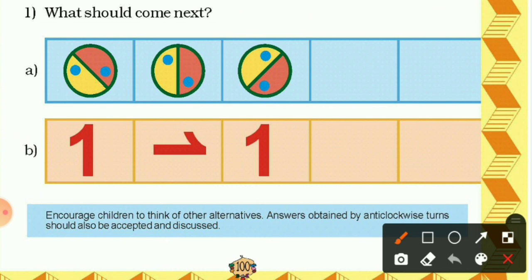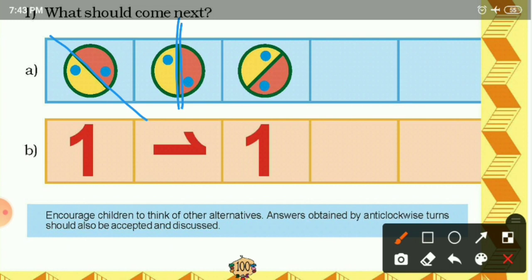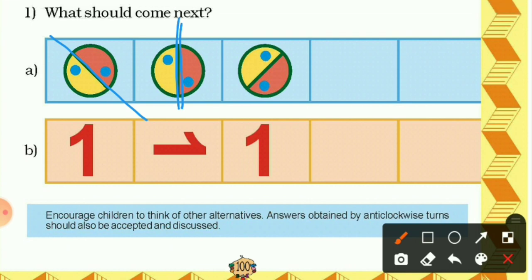So first we have a circle divided using maroon and yellow colors. Which turn it is, we have to identify. First is a circle with 2 small blue circles, and it is slightly divided. In the next turn it is just straight. Clear? And the blue circles are in the opposite way. So which turn is it?